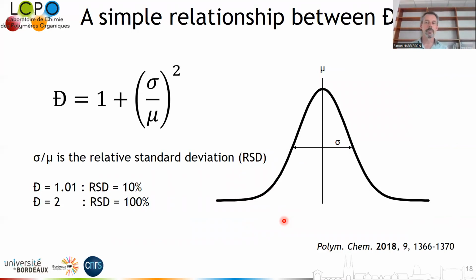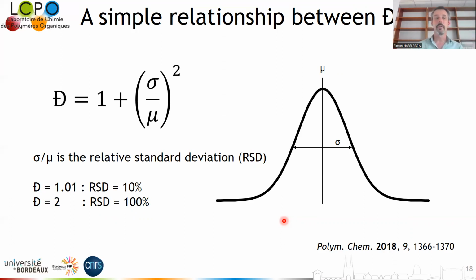Now, I said there was a simple relationship between dispersity and standard deviation. And in fact, the dispersity is equal to 1 plus the ratio of the standard deviation to the mean squared. And that ratio of standard deviation to the mean is also known as the relative standard deviation. So we can go quite easily from a figure for a dispersity to a relative standard deviation.